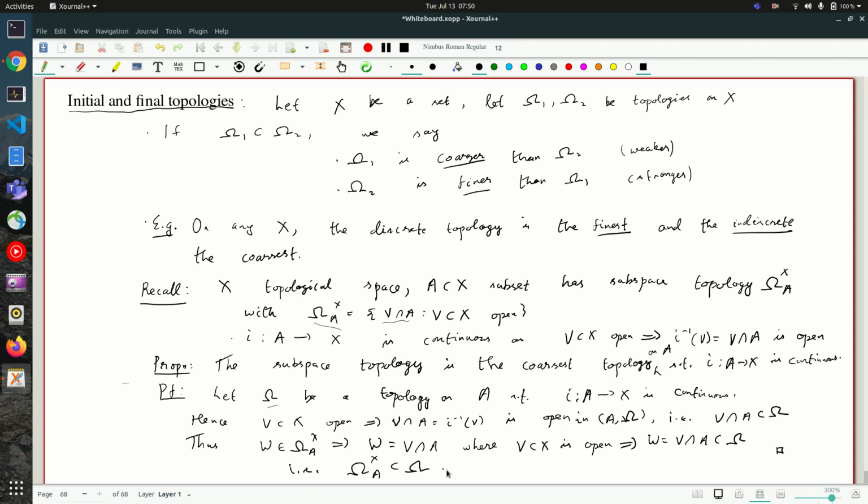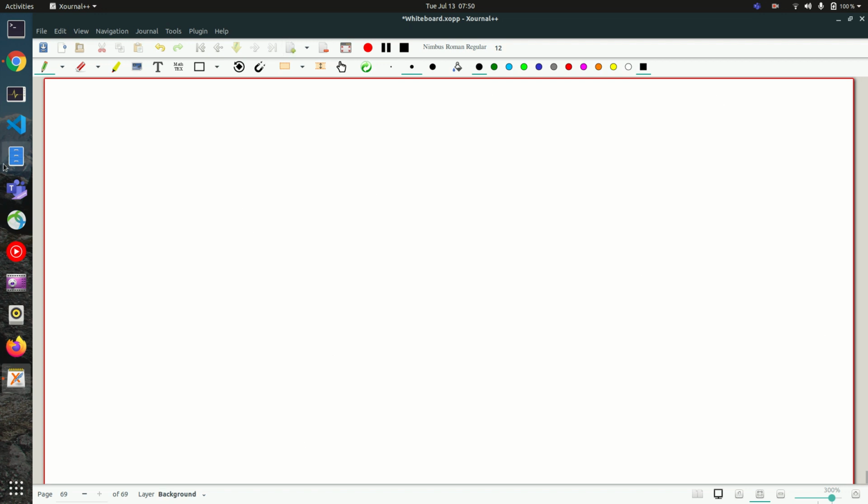Okay, this is the situation in which we will say that the subspace topology, which is the coarsest topology so that this function is continuous, is the initial topology given by these functions. So it's the initial topology, initial because it's on the initial object, the domain, and it would be final if it was on the final object, which we will come to in a minute.